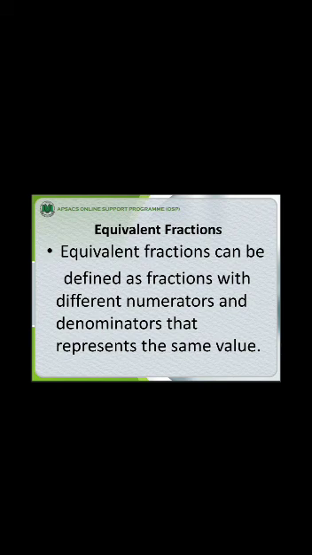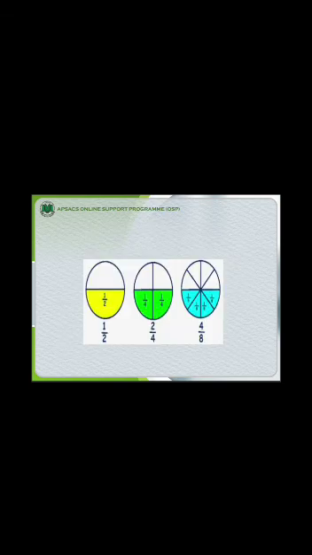Now we will discuss what an equivalent fraction is and how we can find equivalent fractions. Equivalent fractions can be defined as fractions with different numerators and denominators that represent the same value. Look at this picture here. 1 over 2, 2 over 4, 4 over 8. All these are equivalent fractions. These have different numerators and denominators, but you can see the shaded part remains the same. It means the value remains the same.